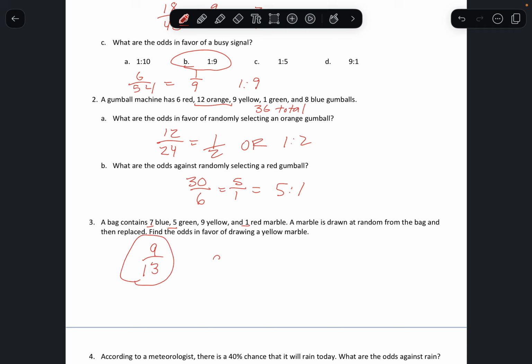You could write that as a ratio as well. Okay, and that's it. So 9 times I do get a yellow marble, 13 times I don't get a yellow marble. Again, we're replacing that marble every single time, so it's not going to change on successive draws.